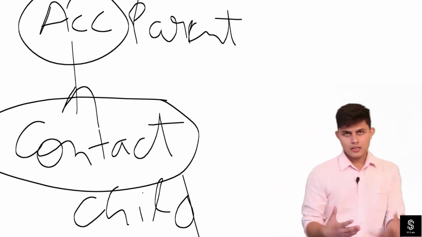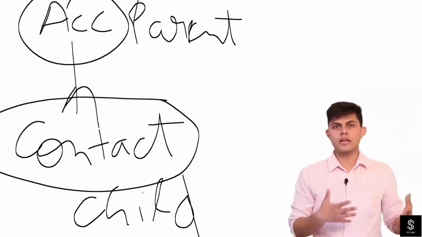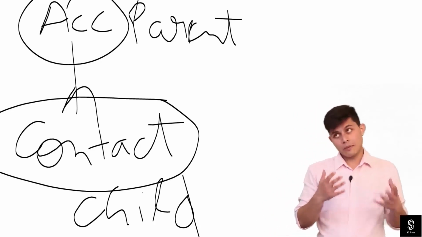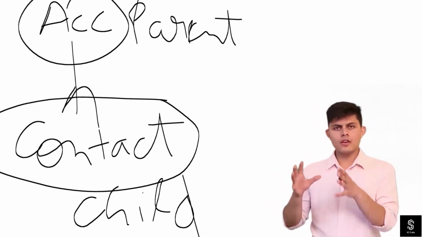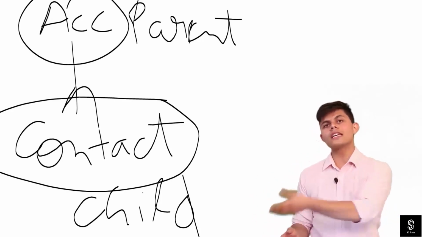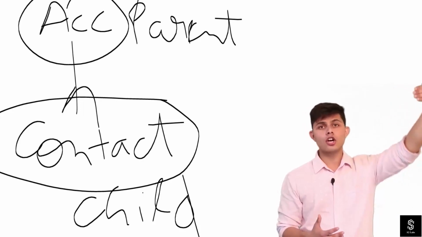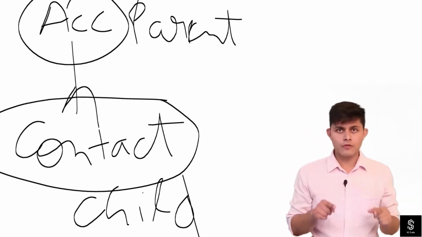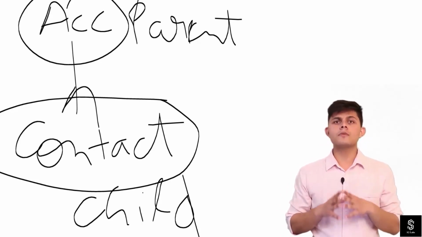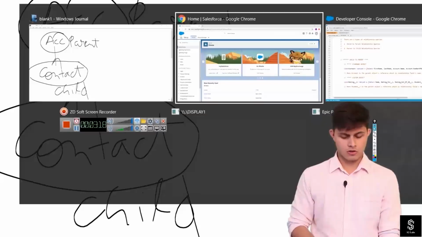So in this example, when it comes to a child to parent relationship query, imagine we are querying the records on the contact object, and we also want the information of the account records which are associated to that particular contact. How are we going to do that? With the help of this child to parent relationship query. Let me use a simple example to explain this.